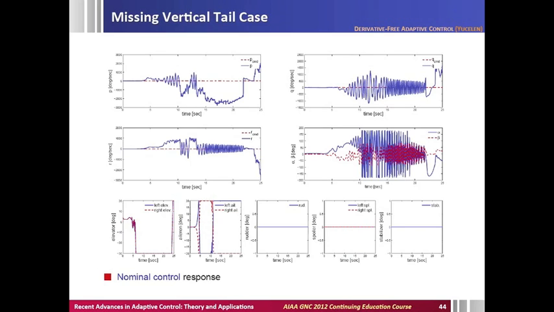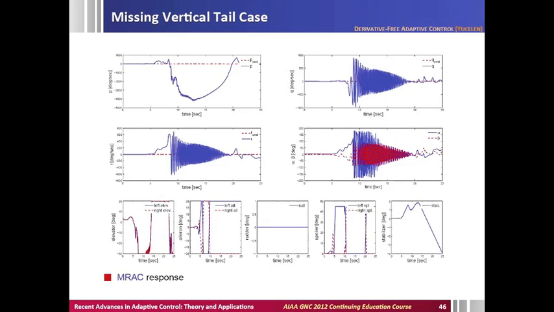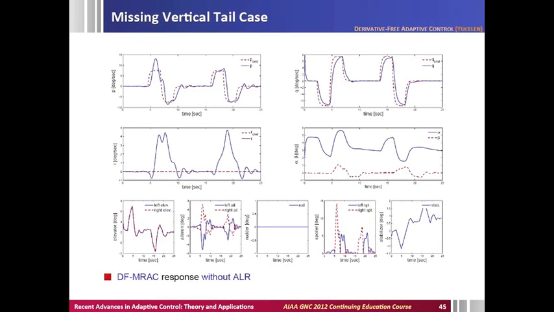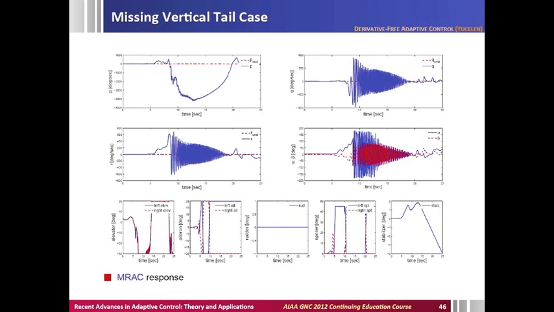Now, a more harsh design case, the missing vertical tail case. And this is the nominal control response; basically, the aircraft crashes. So this is the derivative-free adaptive control response without ALR, which performs very well. And this is the response with the MRAC.